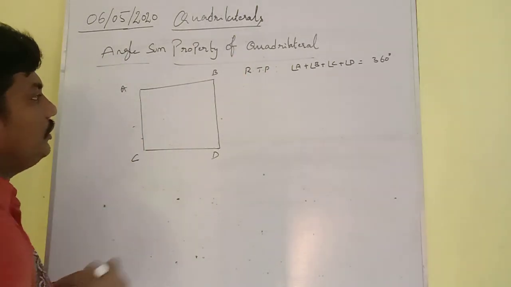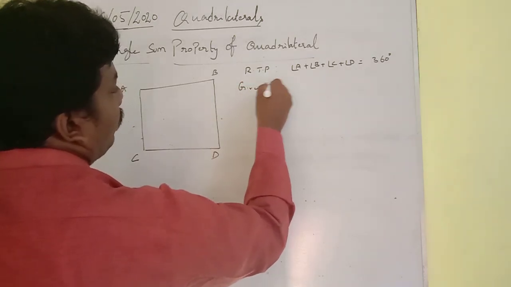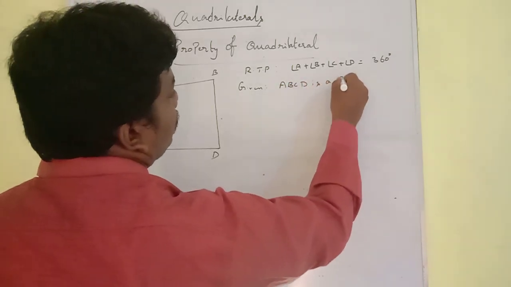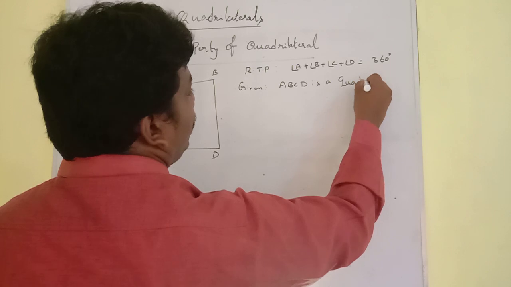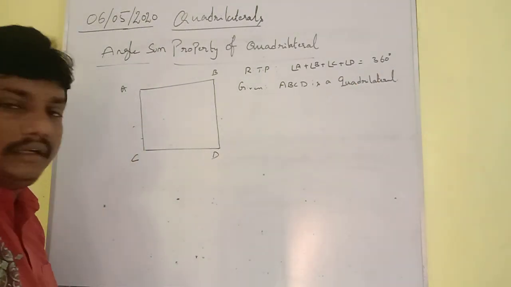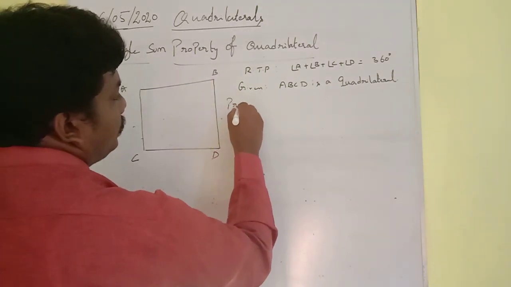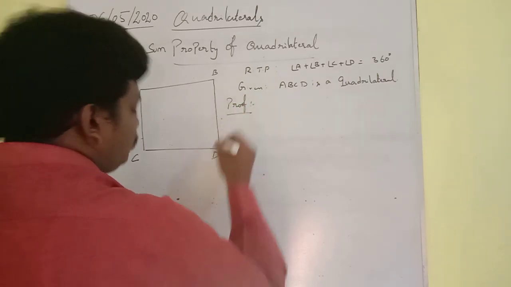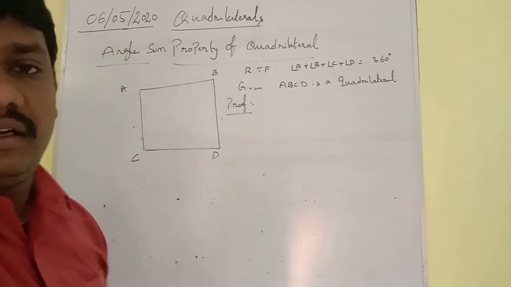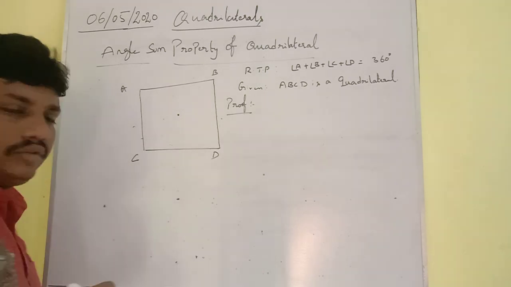To prove this, what is given? Given is ABCD is a quadrilateral. Now, to prove this one, we need to consider a point which is inside the quadrilateral. Let me take the point which is interior to the quadrilateral.